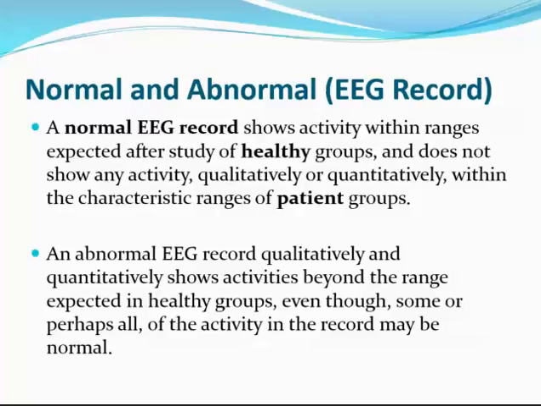A normal EEG record shows activity within ranges expected after study of healthy groups, and does not show any activity quantitatively or qualitatively within the characteristic range of patient groups. An abnormal EEG record qualitatively and quantitatively shows activities beyond the range expected in the healthy groups, even though some or perhaps all of the activity in the record may be normal.